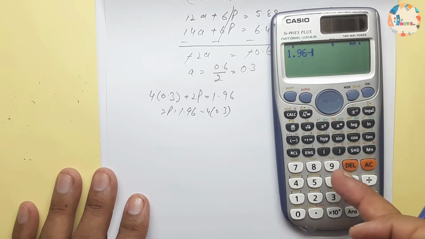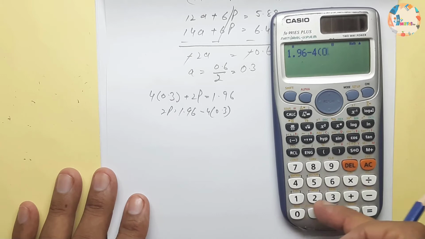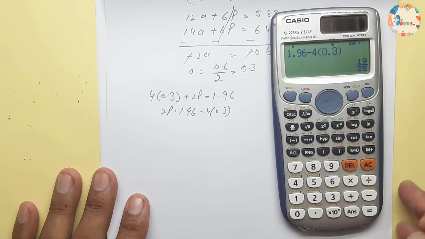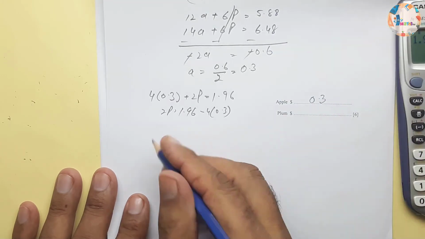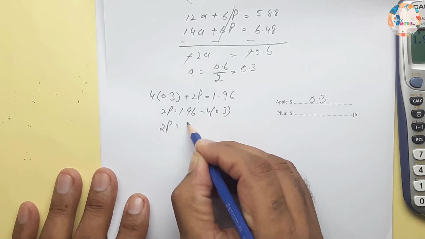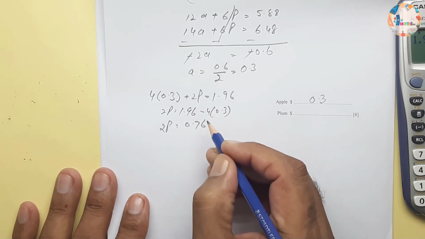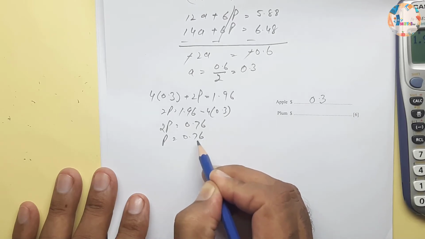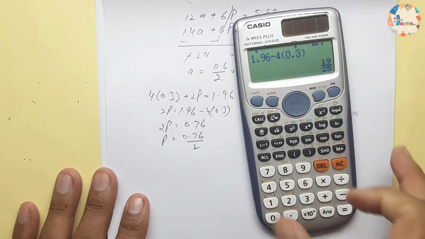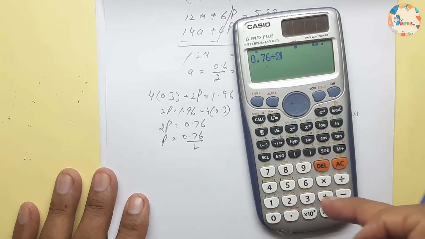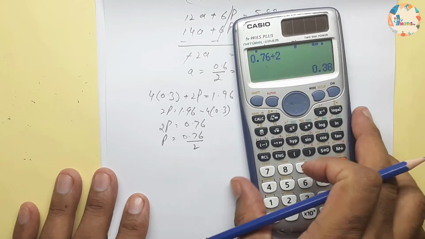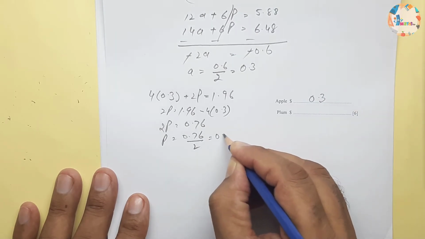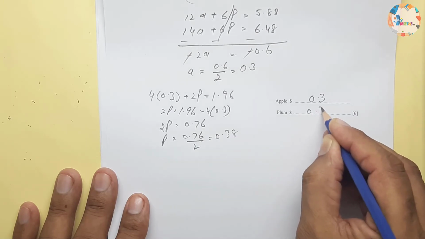1.96 minus 4 into 0.3 will be equal to 0.76. So 2P is equal to 0.76 and P will be equal to 0.76 divided by 2, which will be equal to 0.38. 0.38 will be the answer for this one.